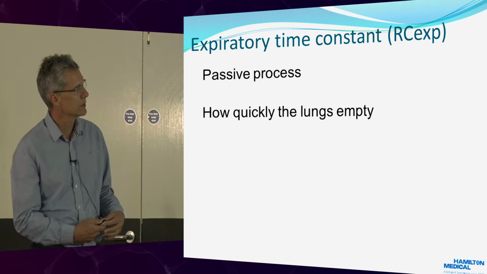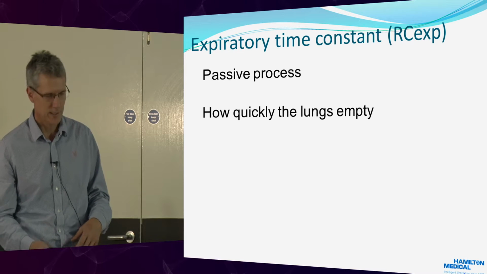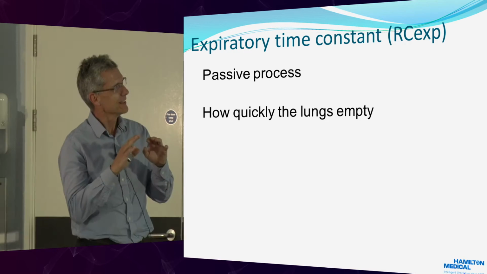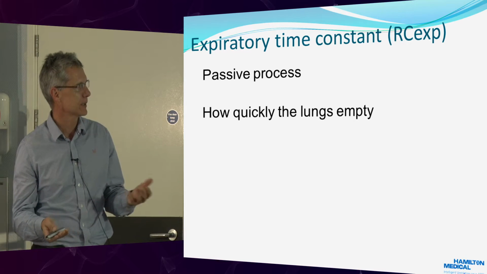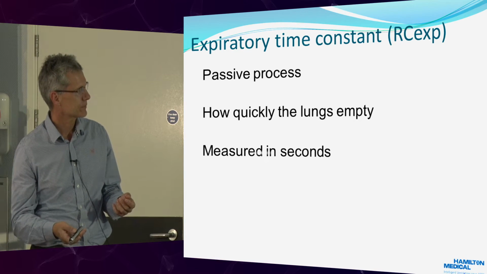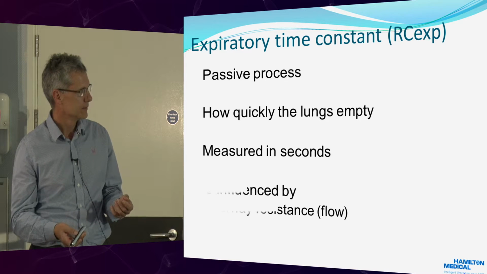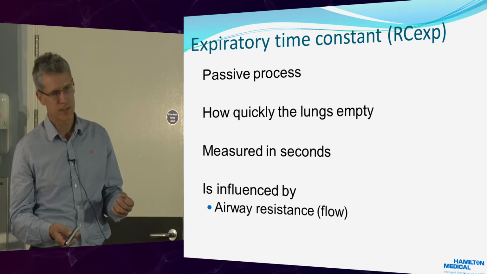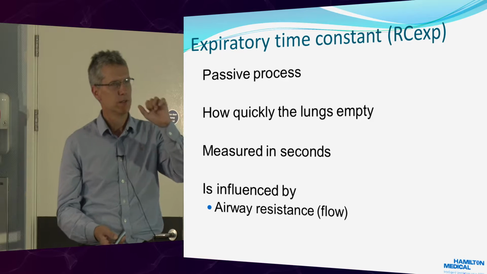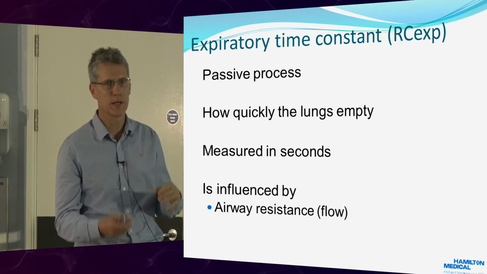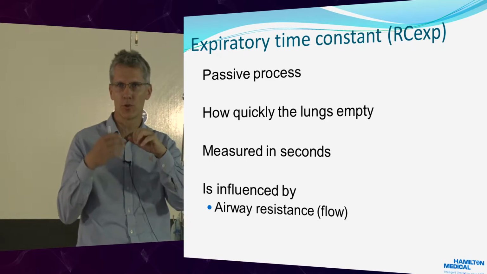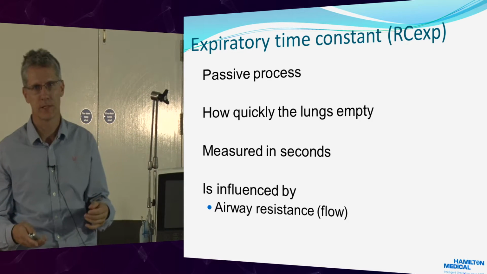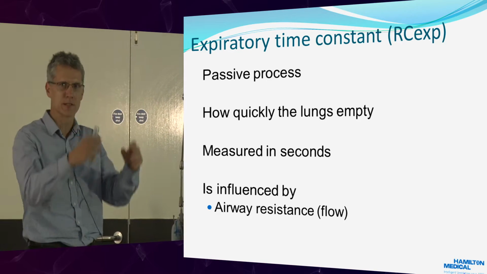So the expiratory time constant is a passive process. It's how quickly the lungs empty. It's measured in seconds, and it's influenced by the airways resistance. So you imagine just blowing out through your mouth like this. It's quite quick and easy. You try and blow out through a straw. It's tricky, isn't it? And you probably need a higher pressure to get the same volume out.